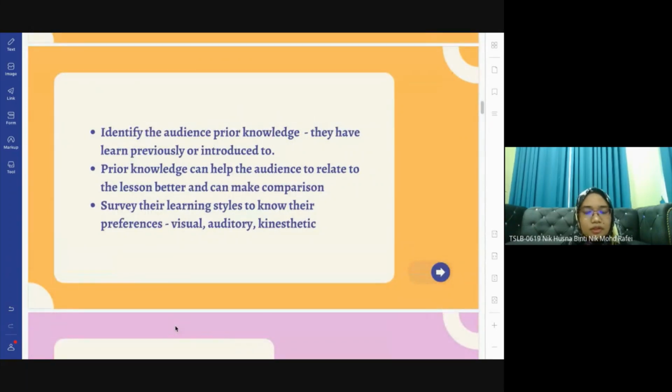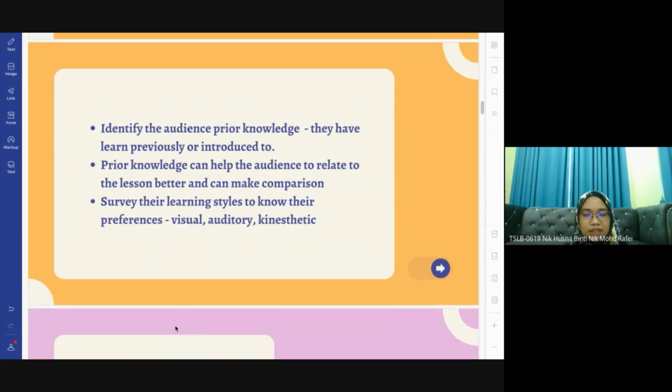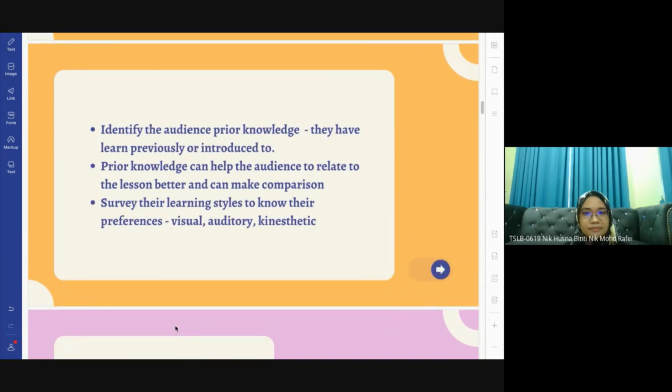The next one for analyze learners is we need to identify the audience prior knowledge. So why do we need to identify their prior knowledge? It is because it helps them relate the lesson better, and also they can make comparison between what they have learned previously and what they were about to learn. And then the last one is we can survey their learning styles, so we know their preferences in their learning. For example, visual, auditory, or kinesthetic. So we can make our learning suitable for their style.